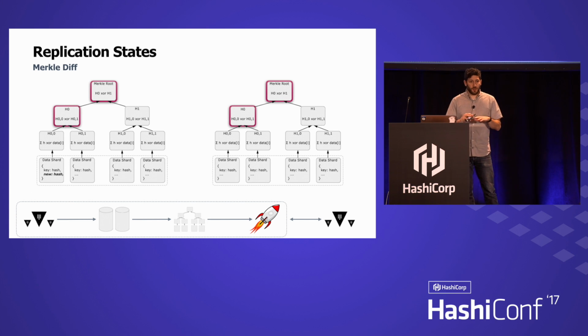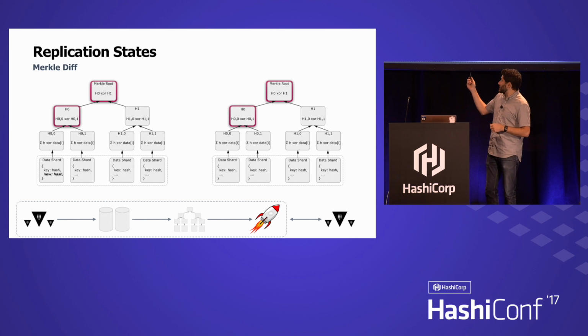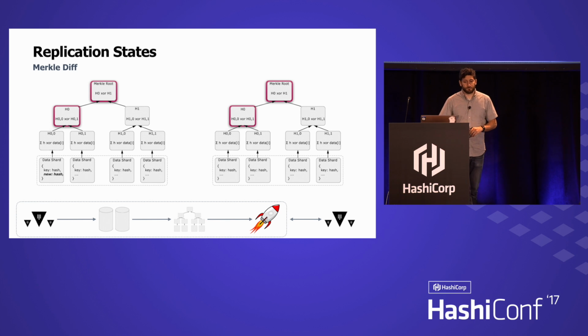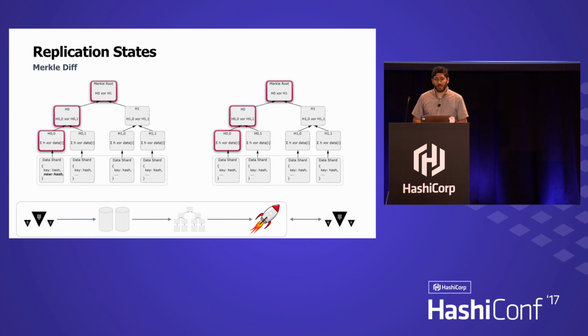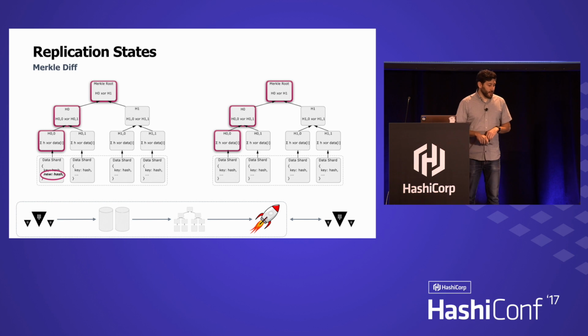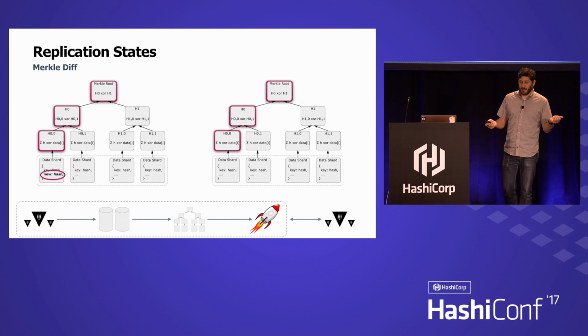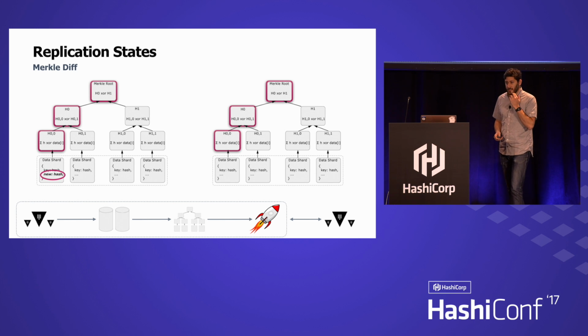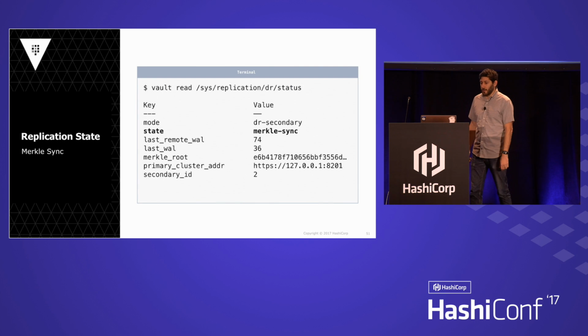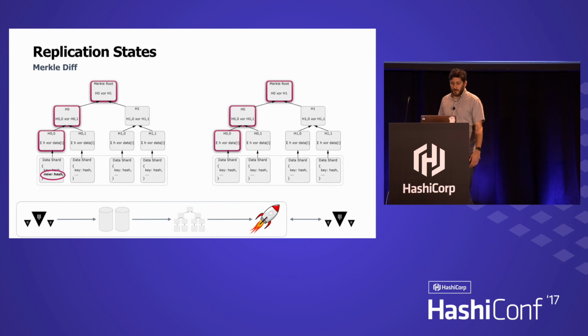And we'd compare all their children, and we'd find that these two children on the left here didn't match up. And we'd continue down the tree, checking the children of that node, finding that these two didn't match up. And then we'd compare the underlying data shards and see that the primary has this extra key and this extra bit of data that the secondary doesn't have. And so the outcome of the Merkle diff is a list of all the differences between the two clusters.